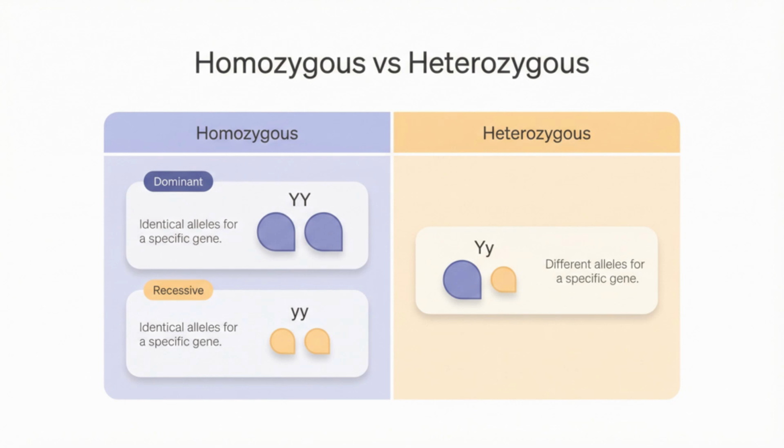We have special terms for these combinations. If an organism has 2 of the same alleles, like 2 big Ys or 2 little y's, it is homozygous. If it has 2 different alleles, it is heterozygous. You'll often hear heterozygous organisms referred to as hybrids.